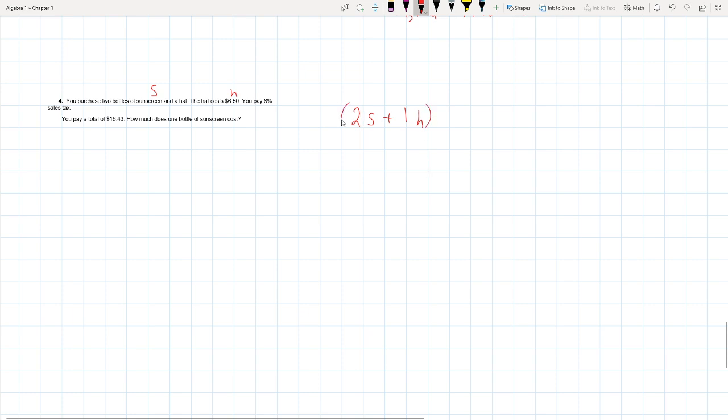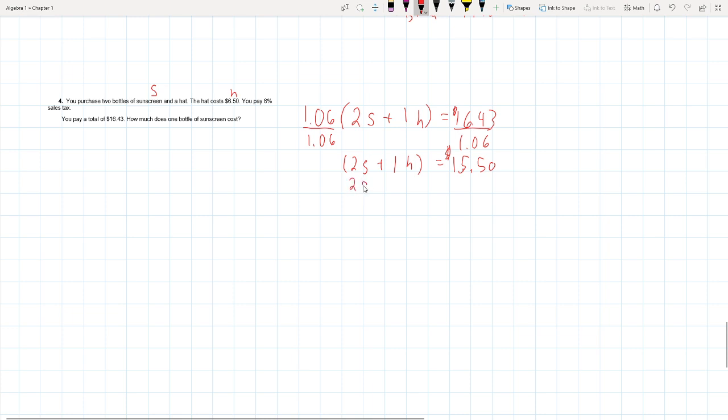We had to pay sales tax, and so there's kind of a little special equation that you can use whenever you're dealing with sales tax, and that's 1 point and then your percentage as a decimal. So in this case, 1.06 times (2s plus 1h), and that's going to equal our total, which was $16.43. So, as we go through this, what we're going to do is divide everything by 1.06. And I did this a little earlier, so I can tell you that 2s plus 1h is going to equal 15.50. And I wouldn't expect you to be able to do this in your head, so definitely use a calculator.